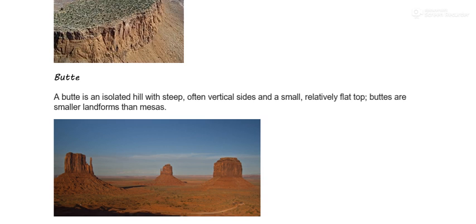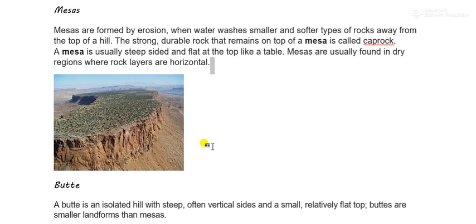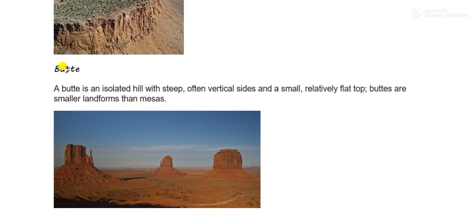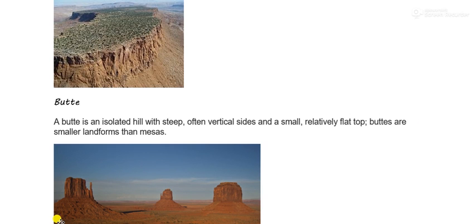What happens is when these mesas are further eroded due to weather factors, they result in the formation of a butte. As you can see, buttes and mesas look very alike, but buttes are comparatively smaller than mesas. So this whole hill was first transformed into a mesa, and then it was transformed into a butte. A butte has vertical sides and a small, relatively flat top. Not completely flat, but relatively flat.